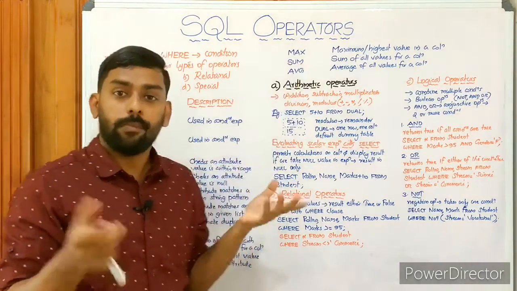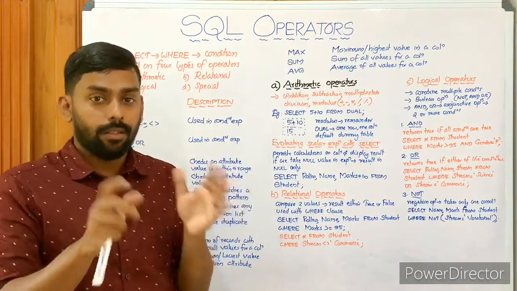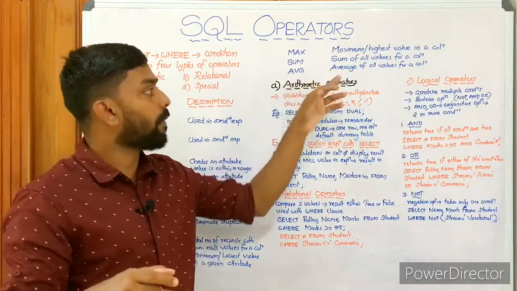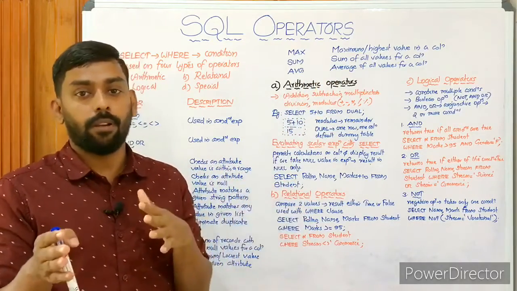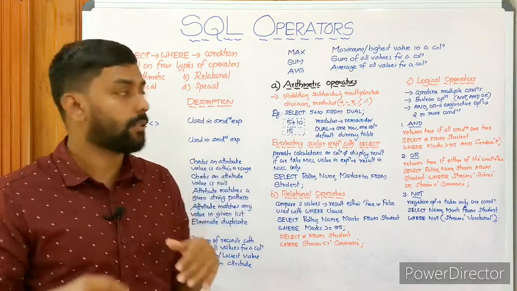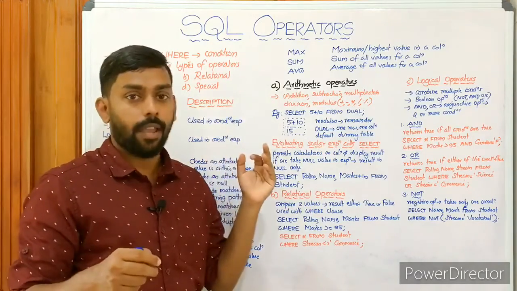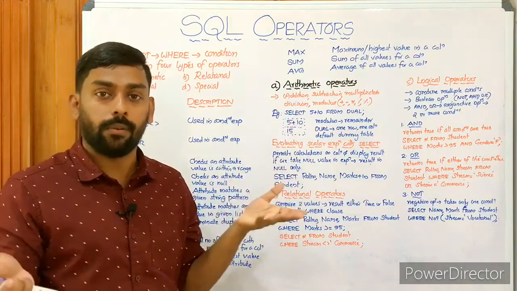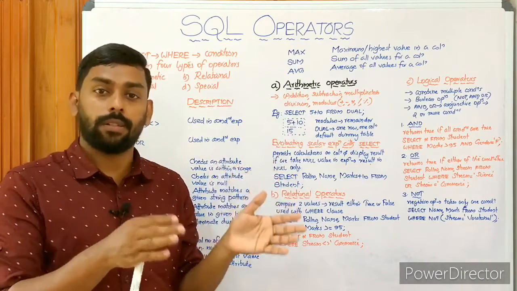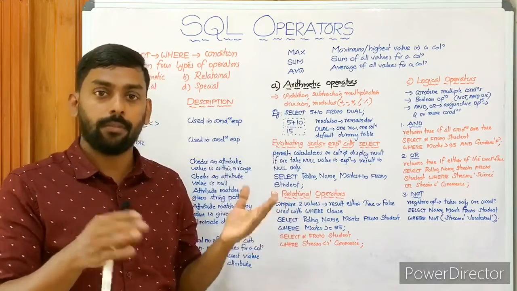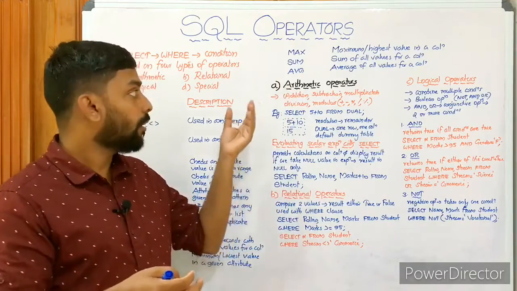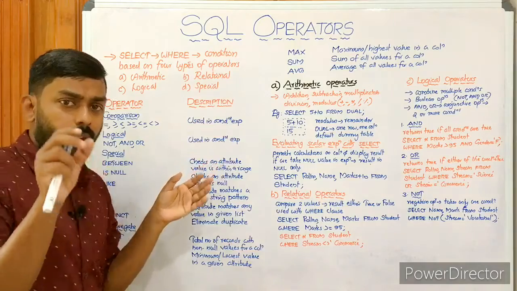Then sum, of course, is used to find the sum of a column, the sum of all the values for a column, for example, sum of marks. Then average means the average value for a given column. Select sum of marks, select average of marks, which returns the average. Sum and average are very simple.